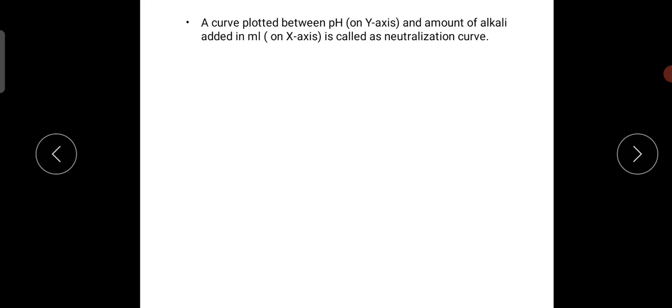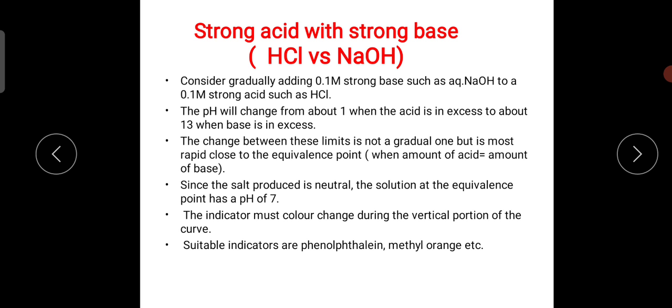So what do we mean by neutralization curves? It's a curve where pH is on the y-axis and the amount of alkali is on the x-axis. Such curves we can call neutralization curves. And there are five categories of neutralization curves. The first one is strong acid versus strong base.